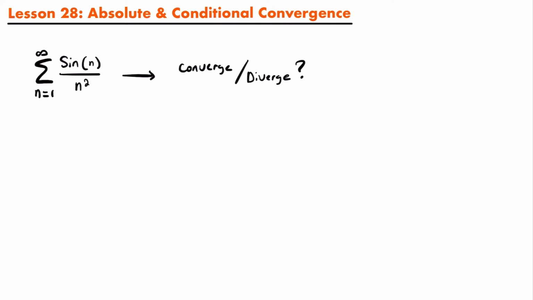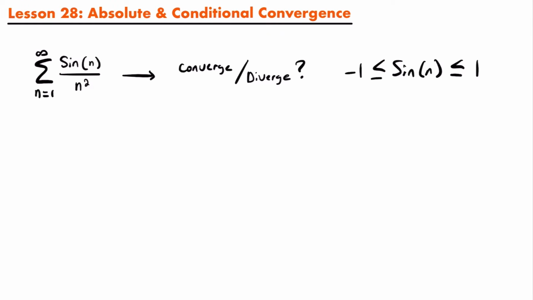However, because of this sine of n in the numerator, not all of the terms of this series are going to be positive, right? Sine of n is going to be greater than or equal to -1 and less than or equal to +1. The sine function outputs values that oscillate between -1 and +1. And so many of the terms of this series will be negative, and so we can't use the majority of our convergence tests for this series.